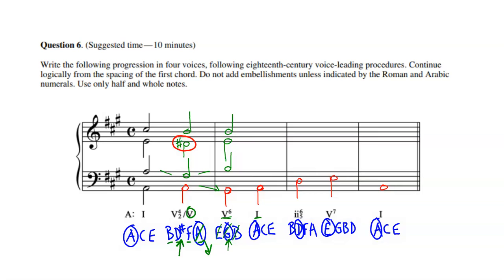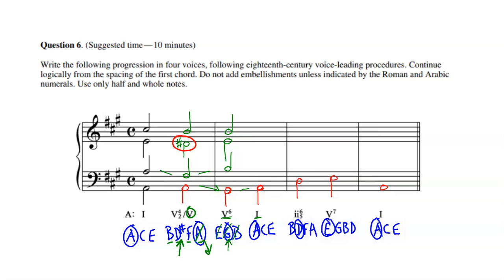Not the worst thing. They won't actually dock you points for that. You just want to try to keep things really conjunct. If you have excessive leaps in all the upper voices, then they will actually dock you. But so far, we're mostly stepwise, just that tenor has to leap a little bit to avoid doubling the leading tone, which is a worse offense.